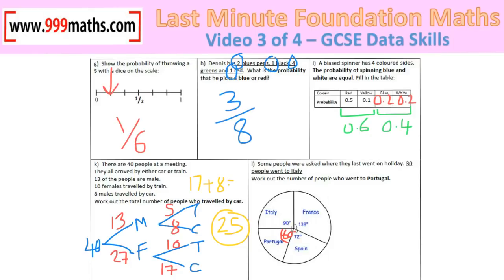And I need to know how many people this is. Well, it tells me there's a fact in the question. It tells me that 30 people went to Italy. Okay, that means this Italy section is worth 30 people. I can see here that the number of people times 3 equals the angle, or the angle divided by 3 equals the number of people. So I'll do exactly the same with Portugal. What number times by 3 will make 60 is going to be 20. Or what's 60 divided by 3? 20 people.